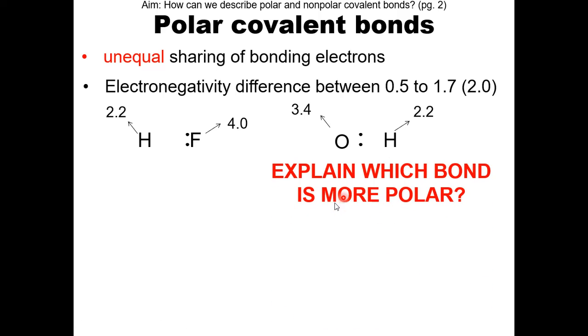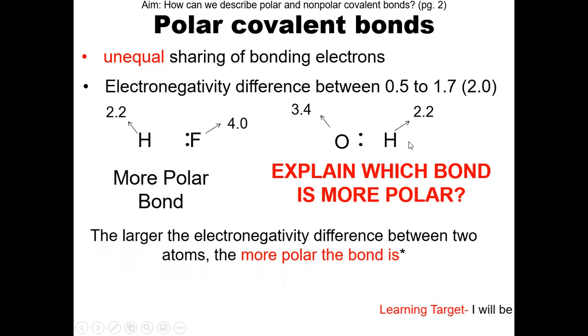So which bond is more polar? Is it HF or OH? It turns out HF is more polar because the electronegativity difference in HF is greater than the electronegativity difference in OH. So the larger the electronegativity difference between the two atoms, the more polar the bond is.